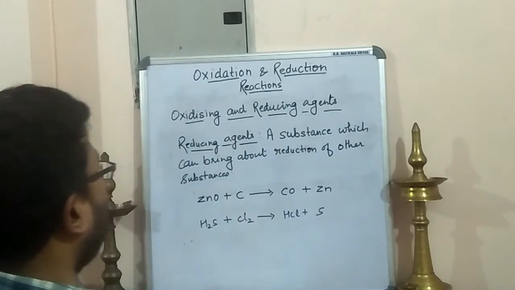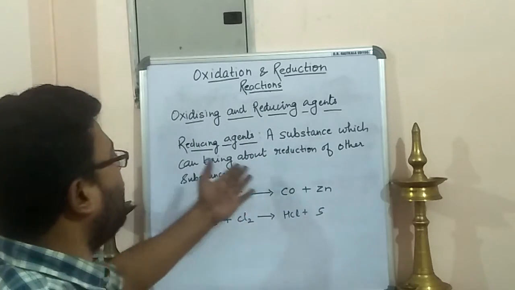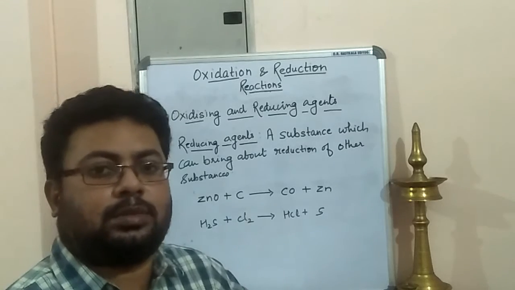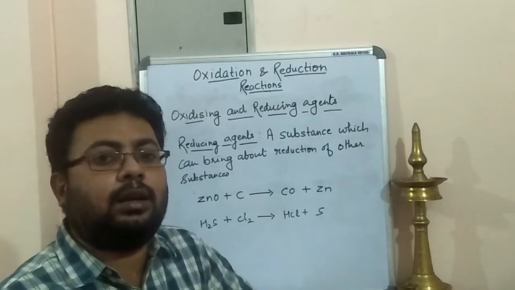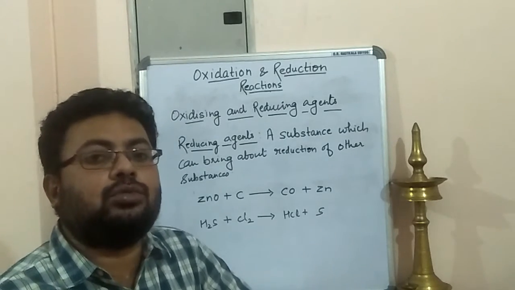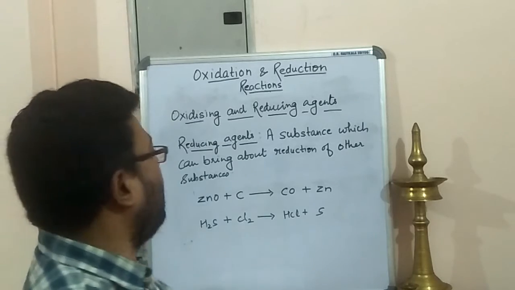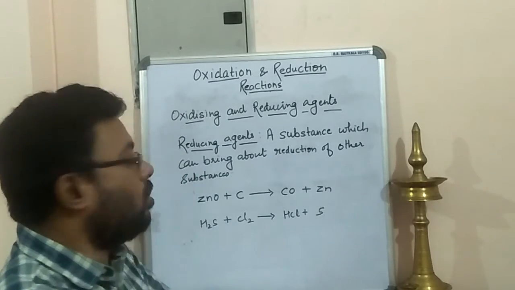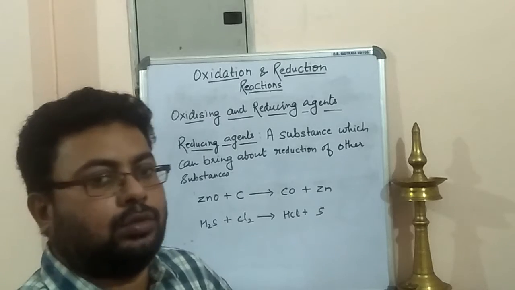So what are reducing agents? A substance which can bring about reduction of other substances. A substance that can bring about reduction, that can reduce other substances, we call them reducing agents, because of which some substance get reduced, right?